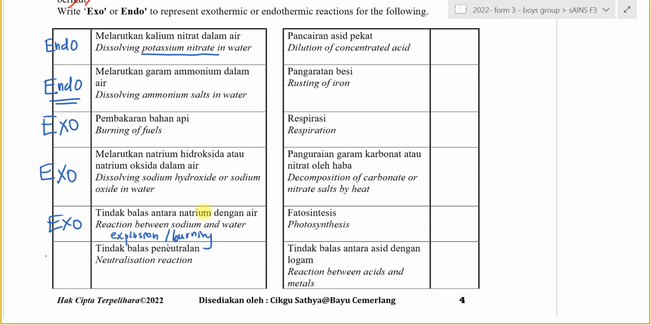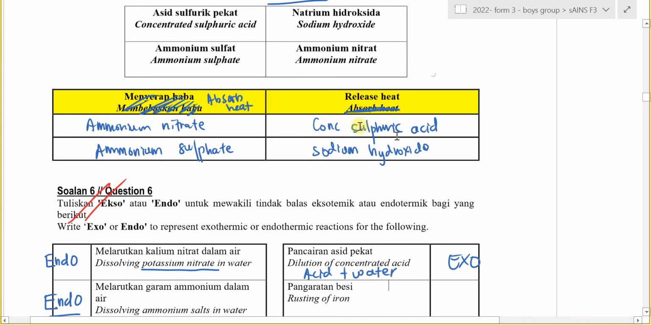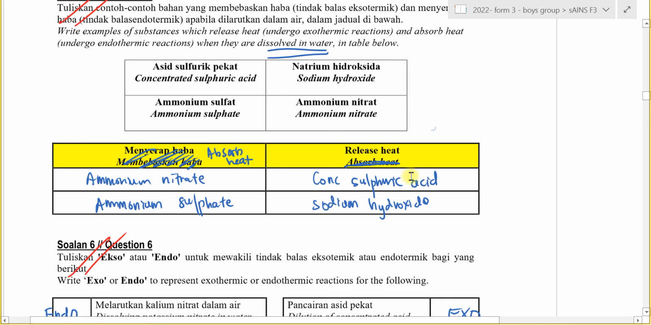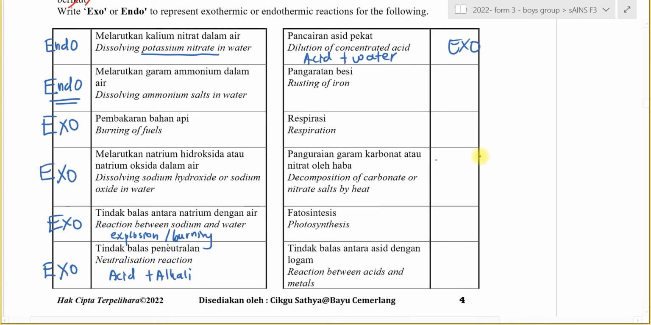Neutralization reaction. Endo. No. It's in the textbook also, I mentioned what? Acid plus alkali. Oh, exo. Okay, next. Dilution of concentrated acid. Exo. Dilution means this acid you plus with water. Just now in the Ishwar's question we already know, concentrated sulfuric acid, when you add into dissolve in water, it becomes releasing heat, exo. Rusting of iron. Exo also, sir. Exo, yes.